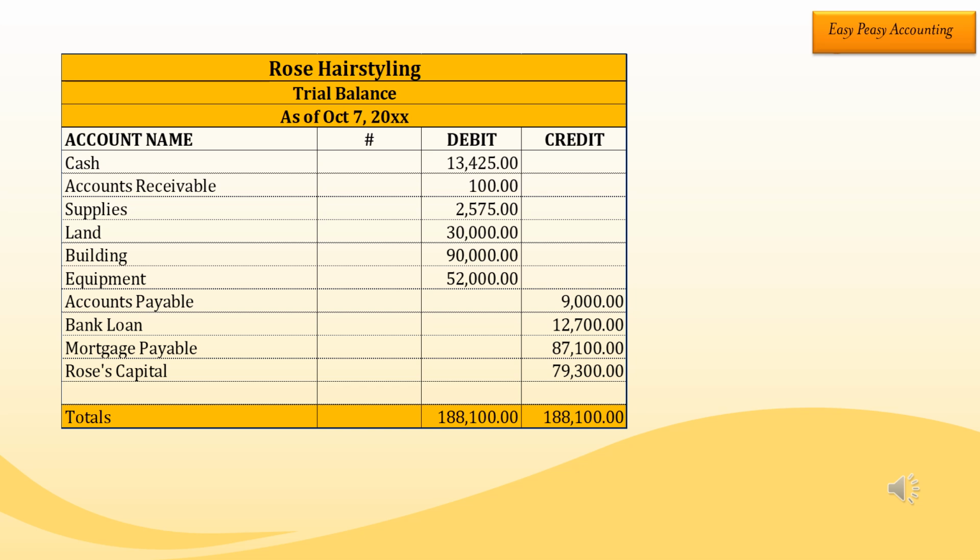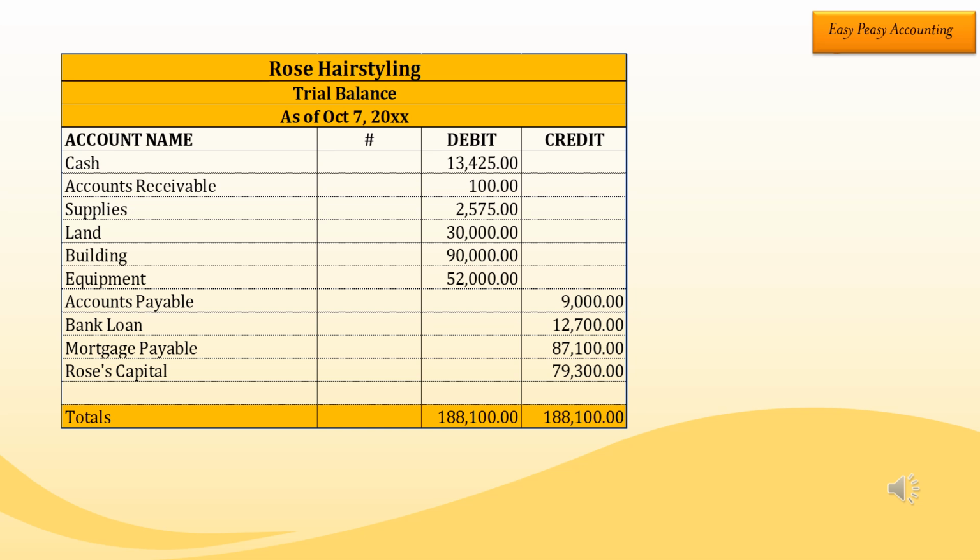Error detection. If total debits do not match total credits, it indicates an error in recording transactions. Financial preparation. It serves as a basis for preparing financial statements like the income statement and balance sheet. Account verification. It helps accountants review account balances before adjustments.